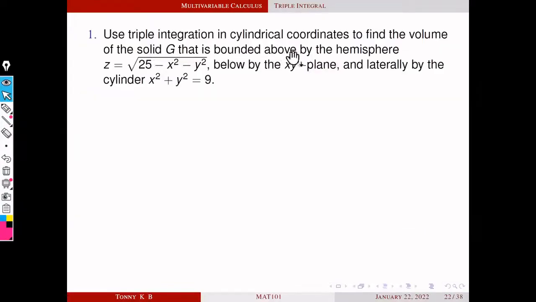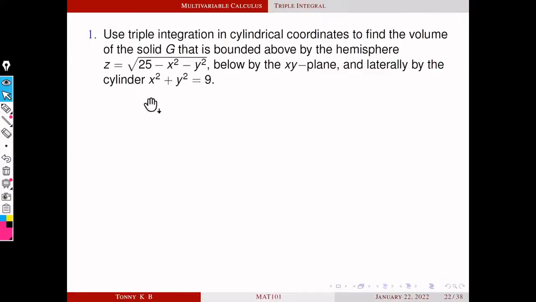Use triple integration in cylindrical coordinates to find the volume of the solid G that is bounded above by the hemisphere z equal to square root of 25 minus x square minus y square, below by the xy plane, and laterally by the cylinder x square plus y square equal to 9. So first we have to sketch this solid.